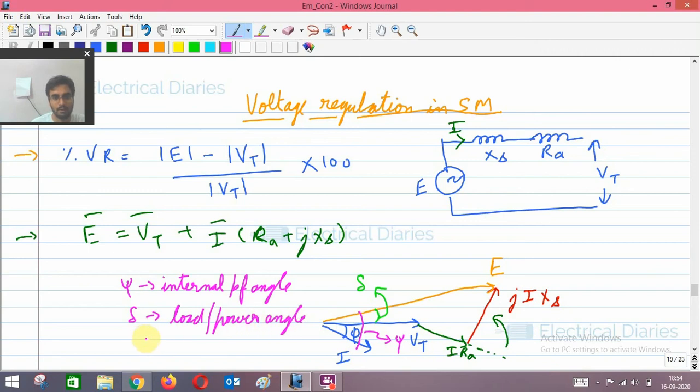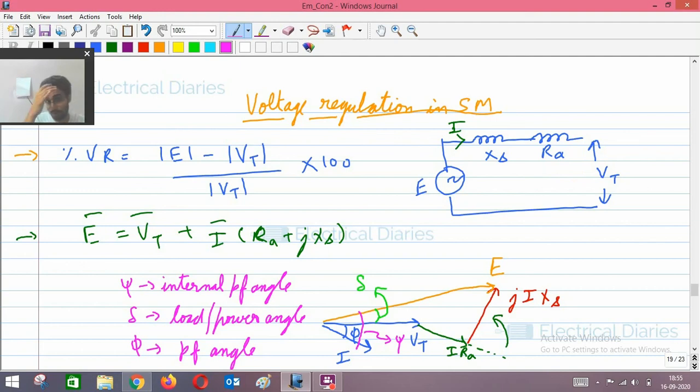Your psi, delta, and one more is phi. Phi is your power factor angle. So this will depend on the loading, because phi will be decided by the load. Okay, so that is the whole idea. Just see, this is a plain simple thing that you must always remember.